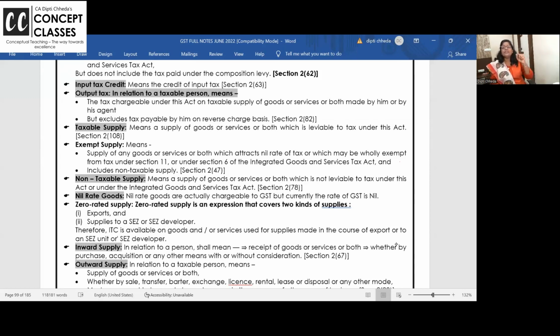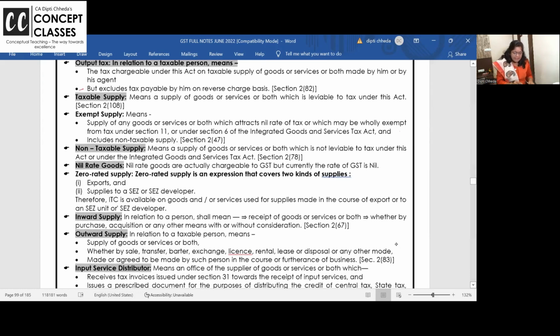Like we have Schedule 3 in section 7. याद है आपको? Crematorium services, court and tribunal services. These are non-taxable supply on which GST is not leviable. Nil rate are those on which right now the rate is nil. Now these three are one part. I want all of you to put in bracket: exempted supply, non-taxable supply, nil rate supply, they are in one part, and zero rated supply.